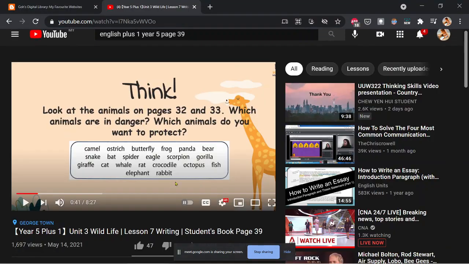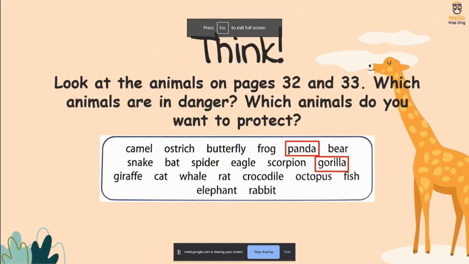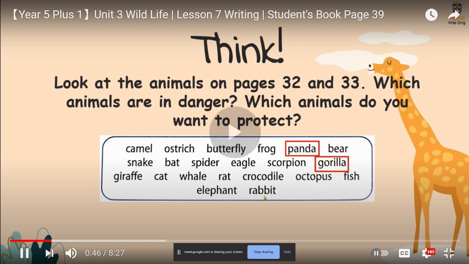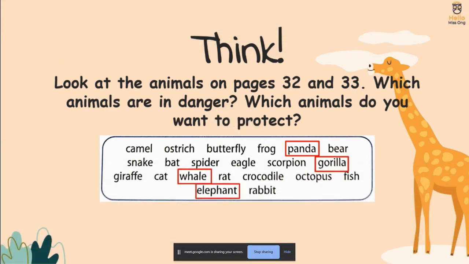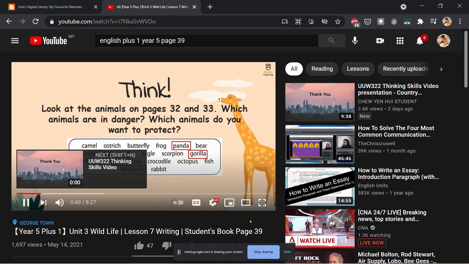Okay, continue with our story. The animals in danger are pandas, gorillas, bills, and elephants. Baru empat je. Four animals only in danger. I don't think so. How about bear? We are losing bear on earth, I think. Giraffe too. Not many giraffe on earth. Hey, funny. It's okay. We just continue with the video.